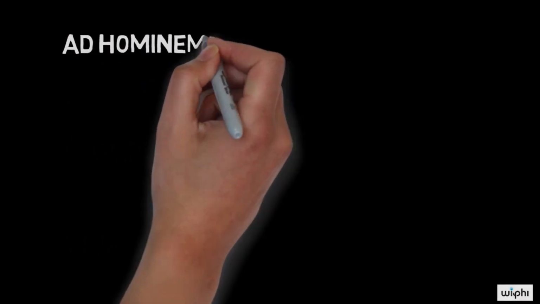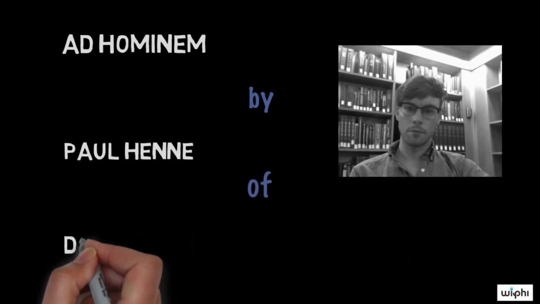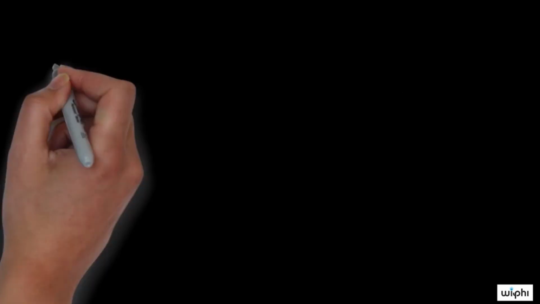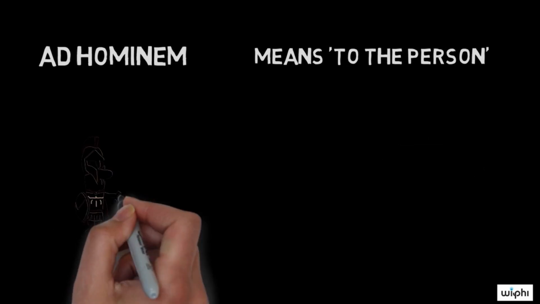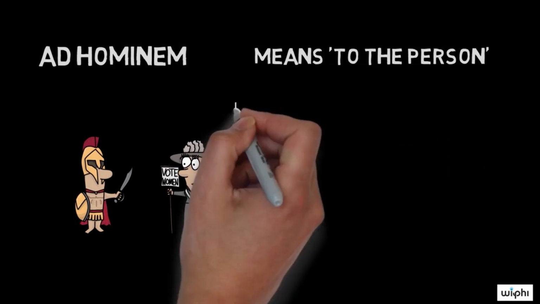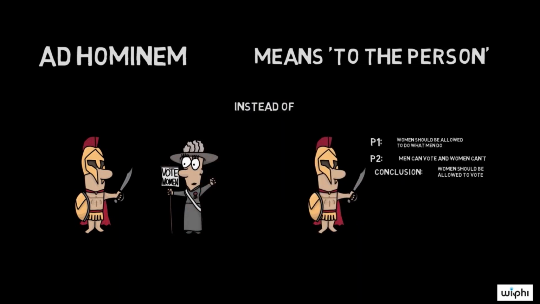Hello, I'm Paul Henney, and I'm a philosophy graduate student at Duke University. And in this video, I'm going to talk to you about an informal fallacy called ad hominem. The phrase ad hominem might sound a bit bombastic, but I assure you that it's an interesting and useful critical thinking tool. The Latin phrase roughly means to the person, and that's exactly what this fallacy is. It's an attack against the person making the argument rather than an attack against the argument itself.